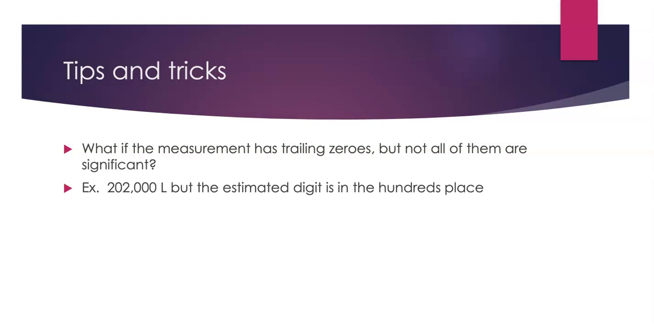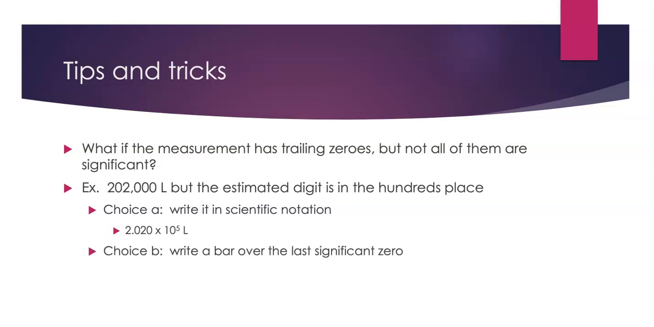How can I show this? Well, I've got 2 ways. One is that I can choose to write it in scientific notation, right? So I could write 2.020 times 10 to the 5th liters, and that would work, right? I'm showing 4 sig figs, but not all of my trailing zeros that were significant. Or I can write a bar over the last significant zero. So I can write a bar over the zero in the hundreds place and write it in that way. So that would also be acceptable. Either one's fine. I'm good either way.